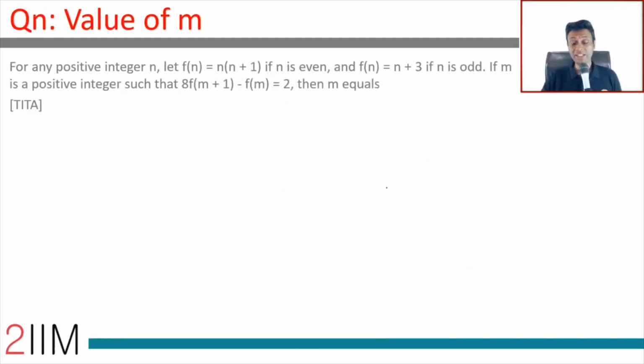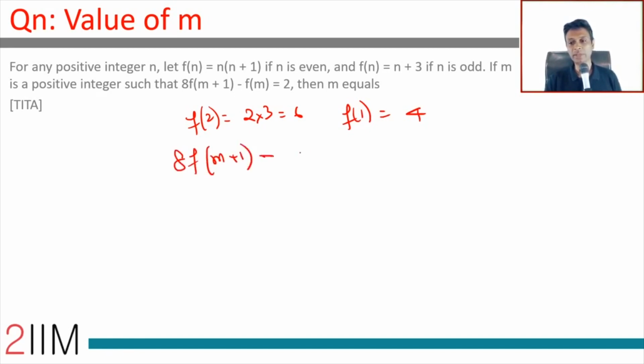For any positive integer n, f of n is n into n plus 1 if n is even. So f of 2 is 2 into 3, 6. And f of n is n plus 3 if n is odd. f of 1 is 4. 8 times f of m plus 1 minus f of m equals 2. Now, the equation will vary based on whether m is an odd integer or an even integer, so I'm going to break it into 2.